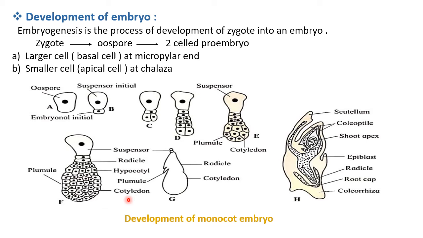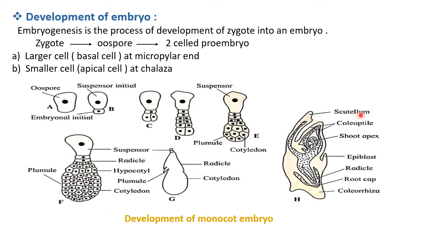In the G diagram, we see further development of embryo. Later on, the embryo becomes curved and appears horseshoe shaped. In the last H diagram, we see seed of monocot. The seed of monocot at the top shows presence of a single cotyledon. You know that monocot shows presence of only one cotyledon. This cotyledon is called scutellum.